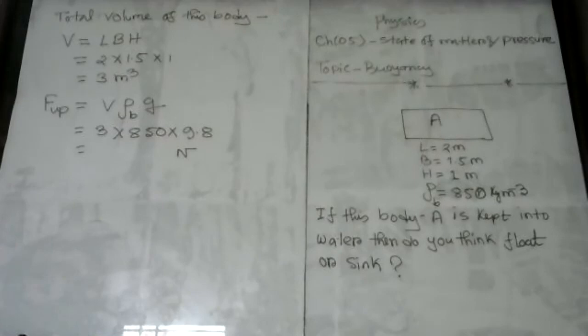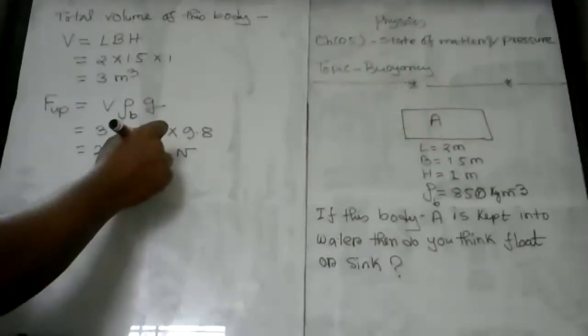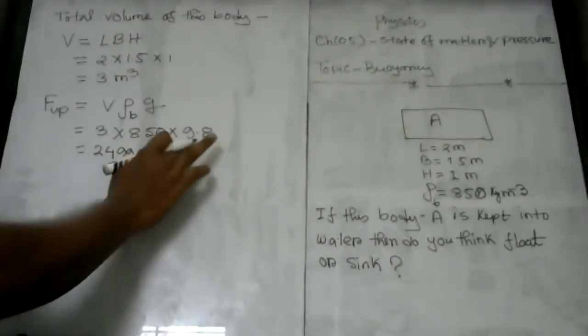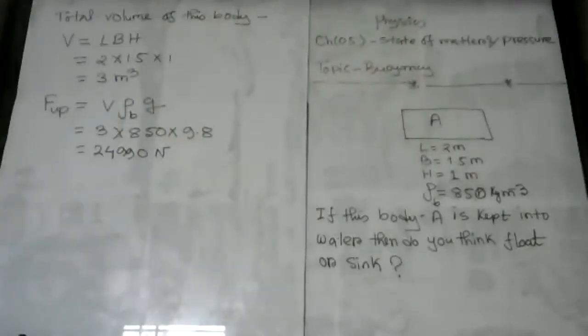Now, what's the value of upward thrust, F upward? 24990 Newton. 24990 Newton. Okay, good. Now, in the next step, my dear student, I'm going to find out the weight of this body.